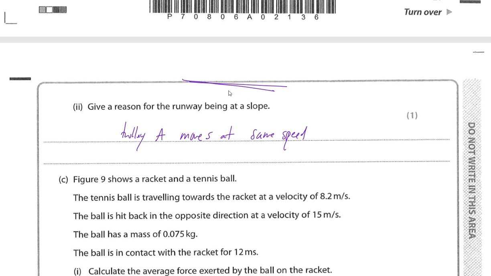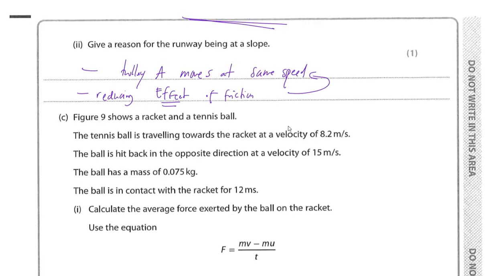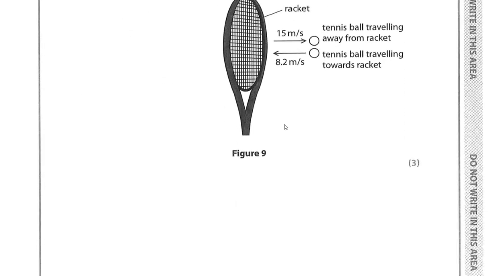Now friction, reducing the effect of friction. So the second option that the students say is reducing the effect. The word effect is in bold for some reason, of friction, because friction is always there, but they want to reduce the effect of it. So this will allow the trolley to move at the same speed.